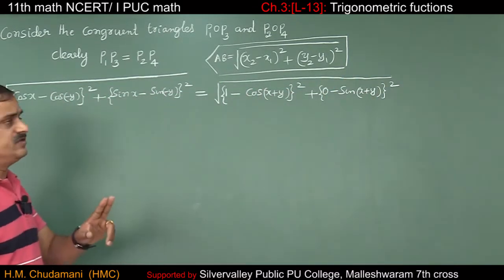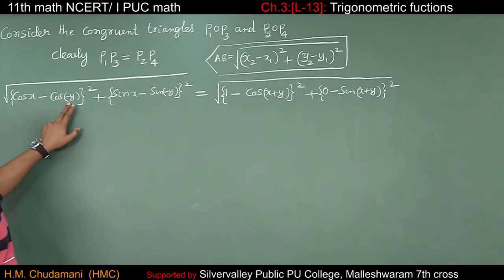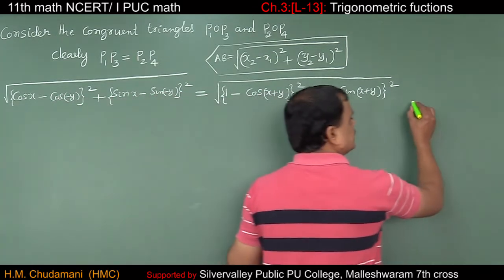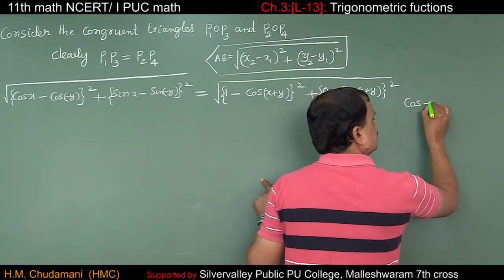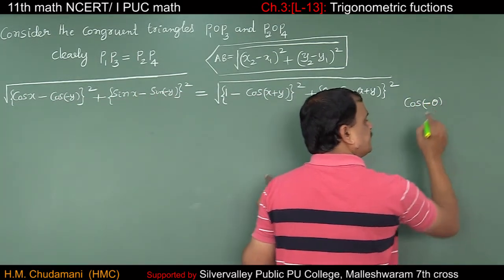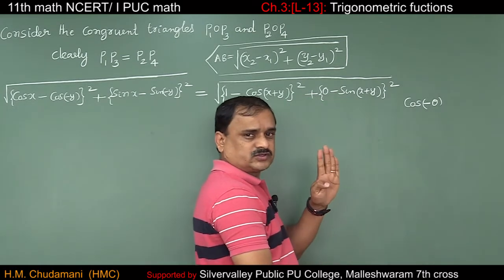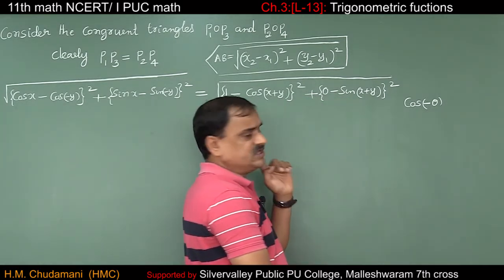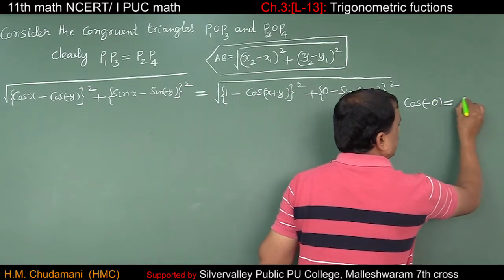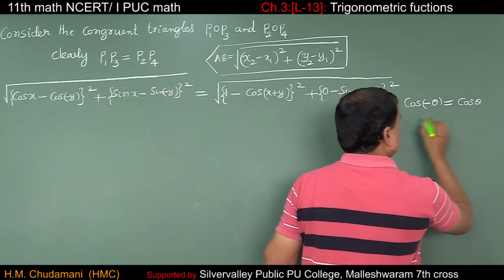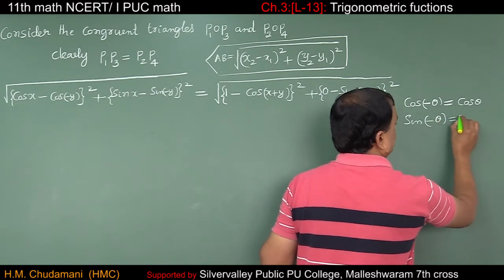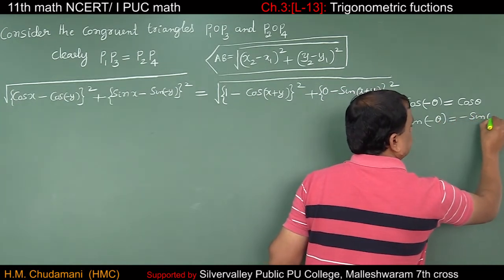So I just apply the formula x1 minus x2, cos x minus cos of minus theta. But what is cos of minus theta actually? Since minus theta lies in the fourth quadrant, only cos and its reciprocal secant are positive as per the ASTC rule, whereas sin of minus theta means minus sin theta.